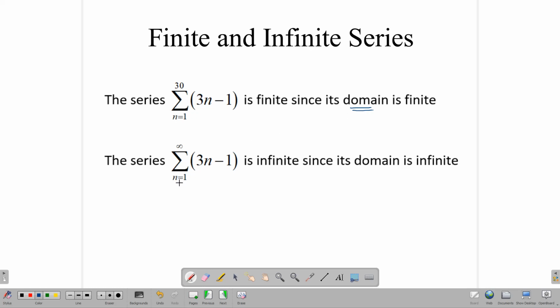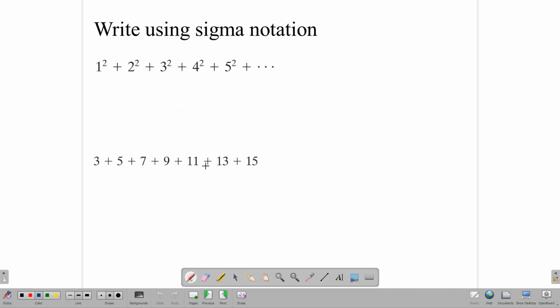Some series, however, are infinite. And that happens simply because the domain is infinite. So from n equal 1 to as far as we can imagine. From n equal 1 to infinity, the sum of 3n minus 1, it's infinite because its domain is infinite. All right, so series can be finite or infinite.